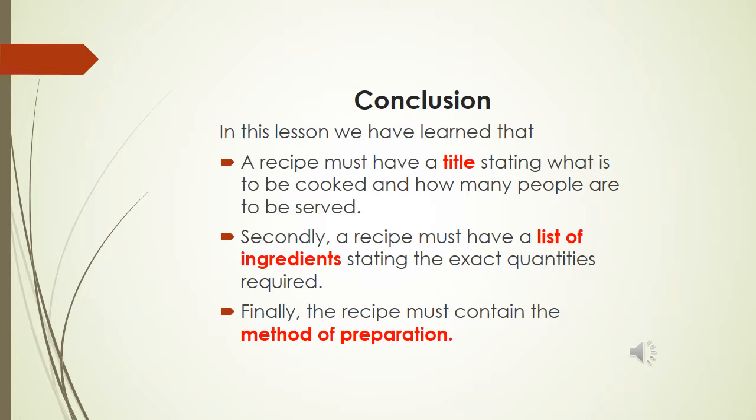Conclusion. We have learned in this lesson that a recipe must have a title stating what is to be cooked and how many people are to be served. Secondly, a recipe must have a list of ingredients stating the exact quantities required. Finally, a recipe must contain a method of preparation.